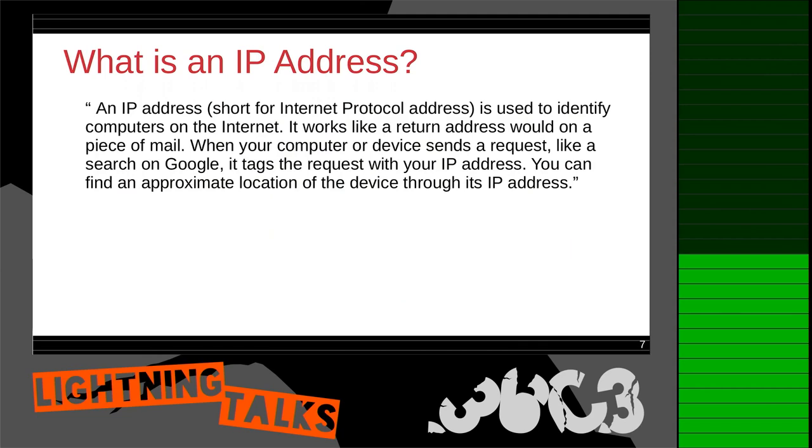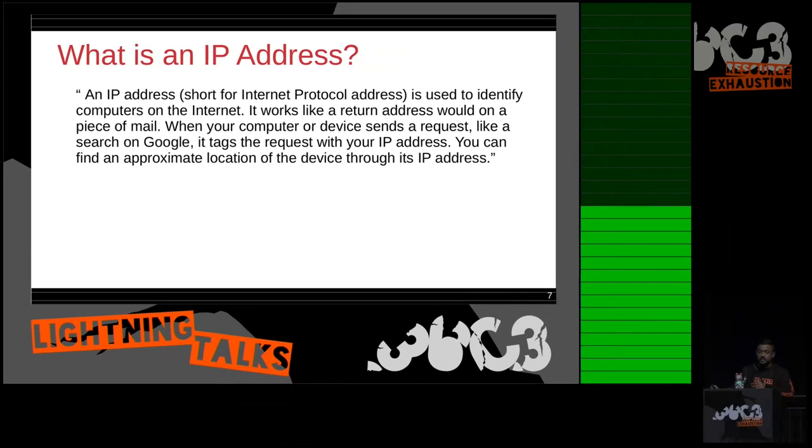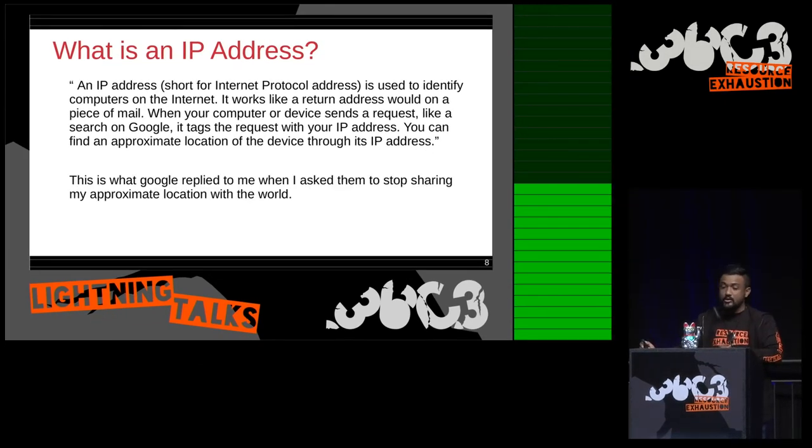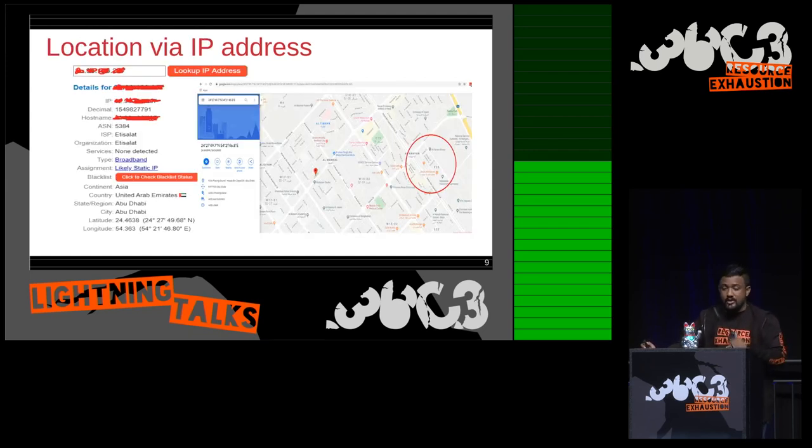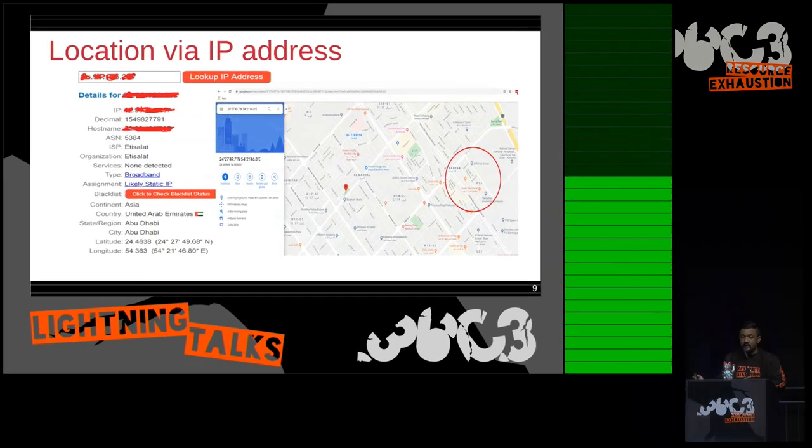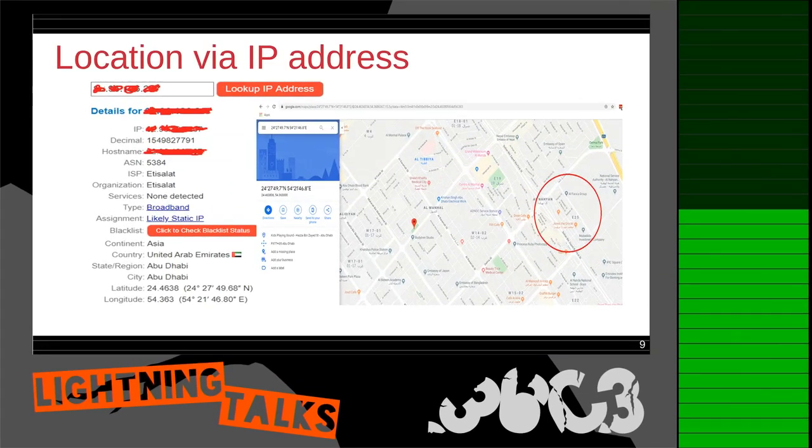And Google replies with the definition of IP address. For people who do not know what an IP address is, you can definitely look at this definition beautifully explained by Google. Then I asked Google, hey, can you stop sharing my approximate location coordinates? Then they were like, okay, we are not sharing your approximate location, we're just getting it from your IP address. Now, location via IP address: this is my location, where you can see the red mark.